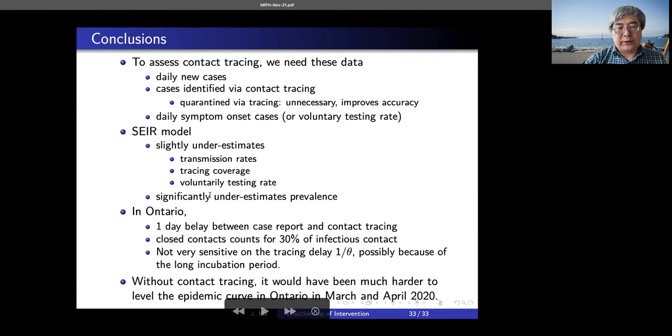So with strong contact tracing, it's easier to control the disease, but without contact tracing, it would be much harder for Ontario to level the epidemic curve in the early stage.